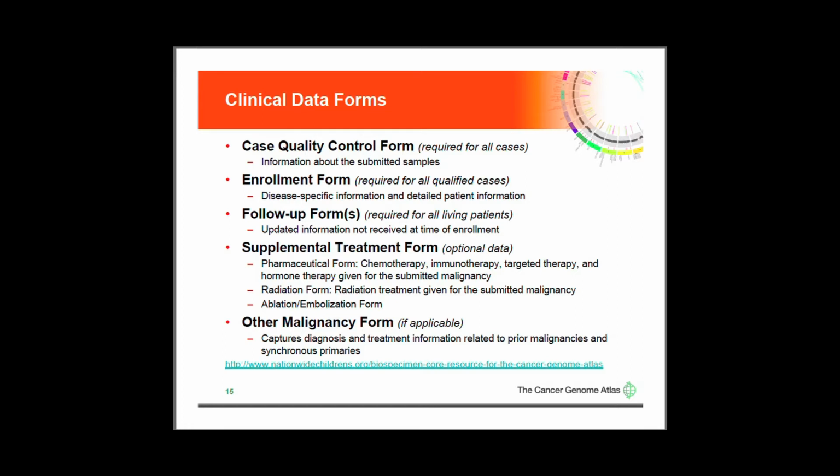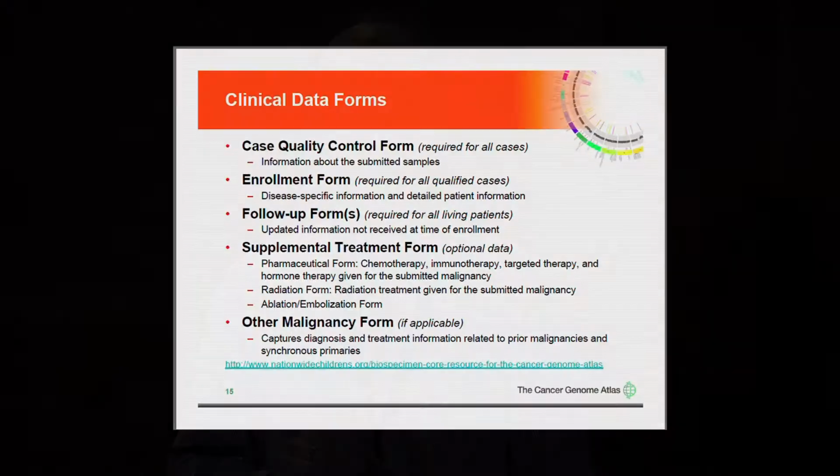So here are the different kinds of forms that you will find. These are the ones that we ask. With every sample that is submitted, the sites will complete a case quality control form. That is essentially just information about the sample and broad information about the patient, such as the histology, which might include the amount of tumor nuclei they found or the weight of the sample. So just very basic information.